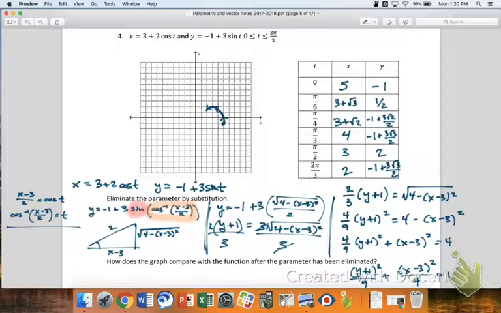Let's look at what you said. I like it. So he said x minus 3 over 2 equals cosine t, and then the other one would be y plus 1 over 3 equals sine of t. And then you said, hey, let's square both sides.